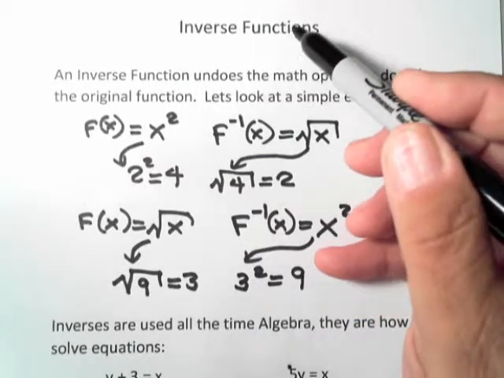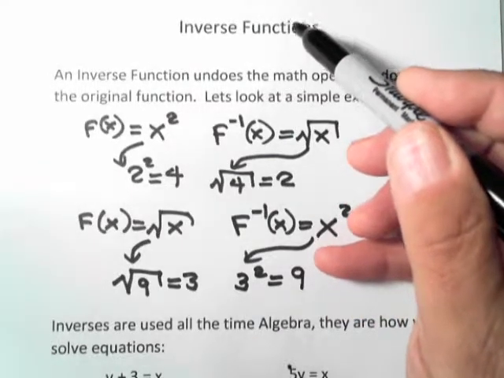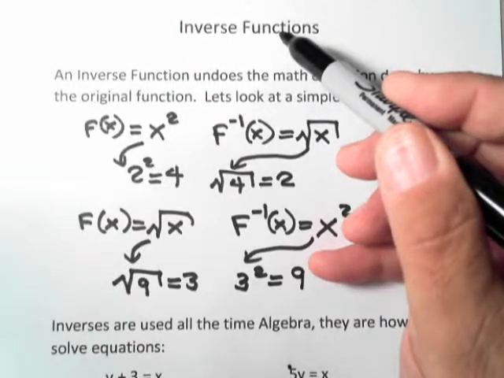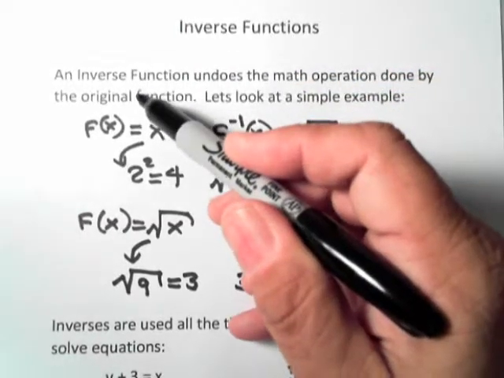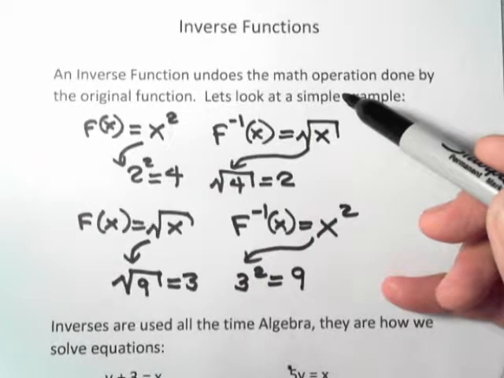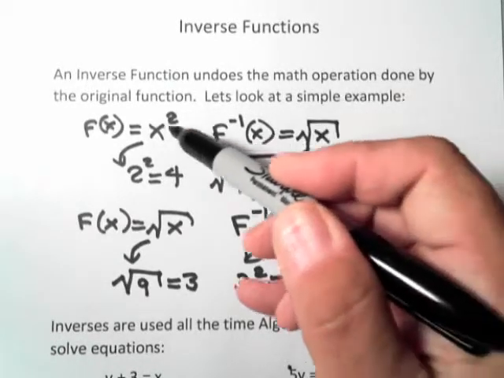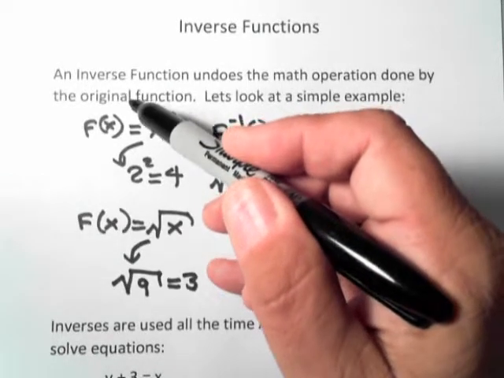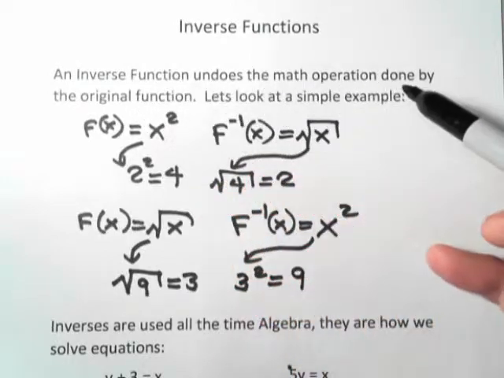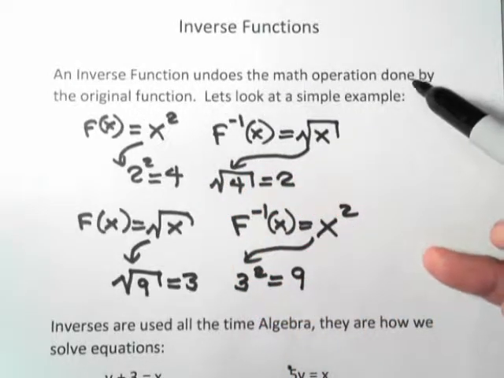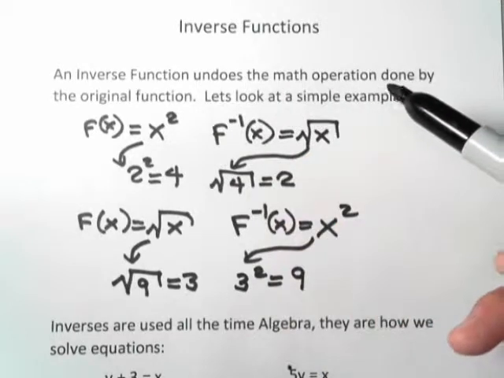Now, what do we mean by an inverse function? Well, what an inverse function does is when you do the original function and end up with some value, the inverse will take you back to the original value that you had. In other words, what an inverse function does is it undoes the math operation of the original function.